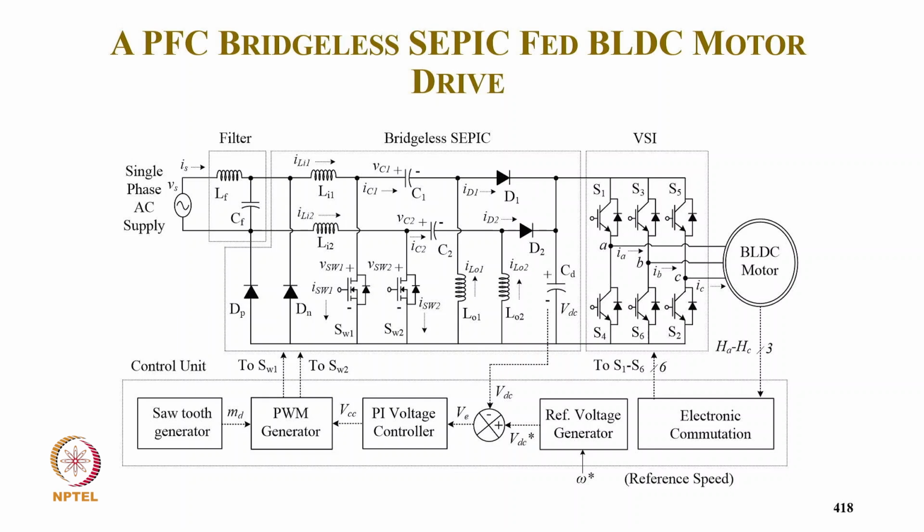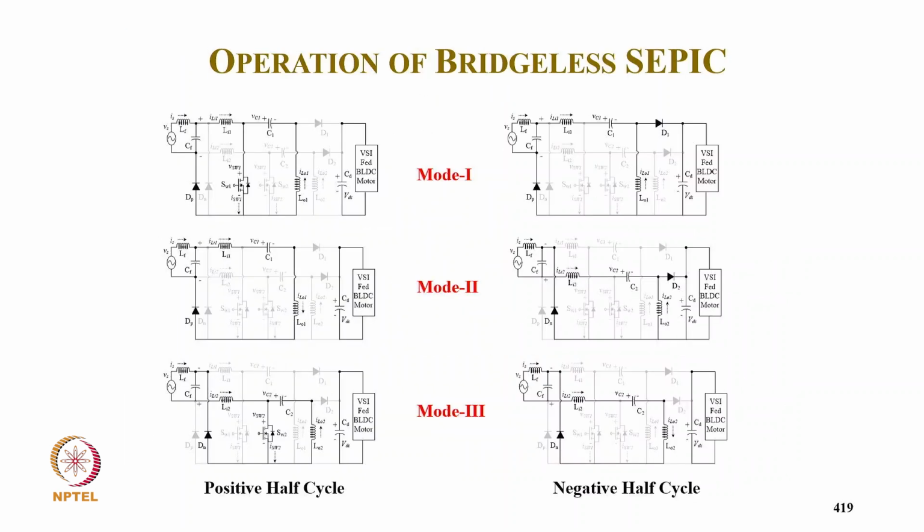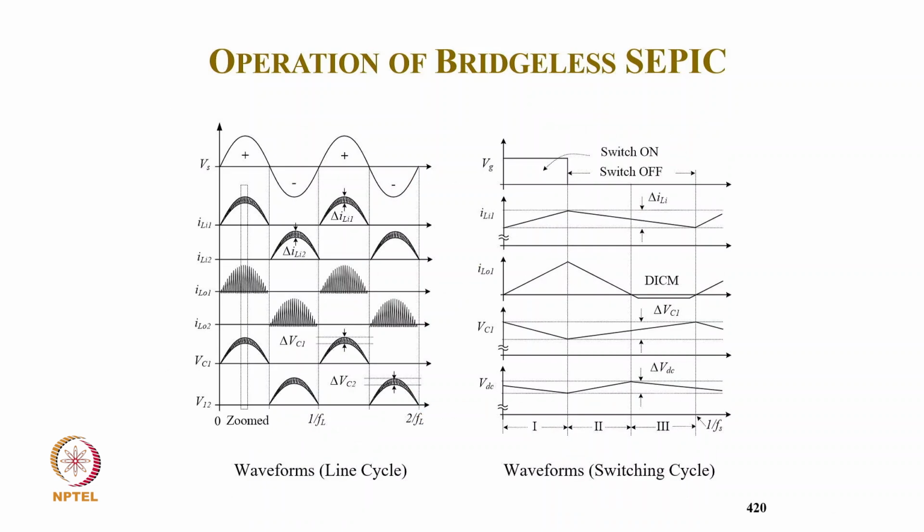So we come now to another converter called the SEPIC, single-ended primary inductance bridgeless converter. One converter is for the positive half cycle, another for the negative half cycle. Control is similar, and we are not sensing input voltage or input current, only sensing the DC link voltage for speed control, and we have a Hall position signal for electronic commutation. So again, the modes for the positive half cycle converter and negative half cycle converter: device conducting, diode conducting, and now the two conducting in all the three modes.